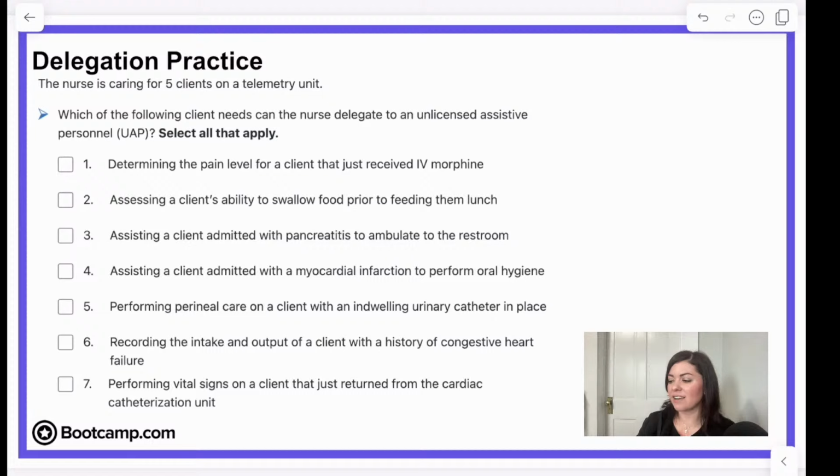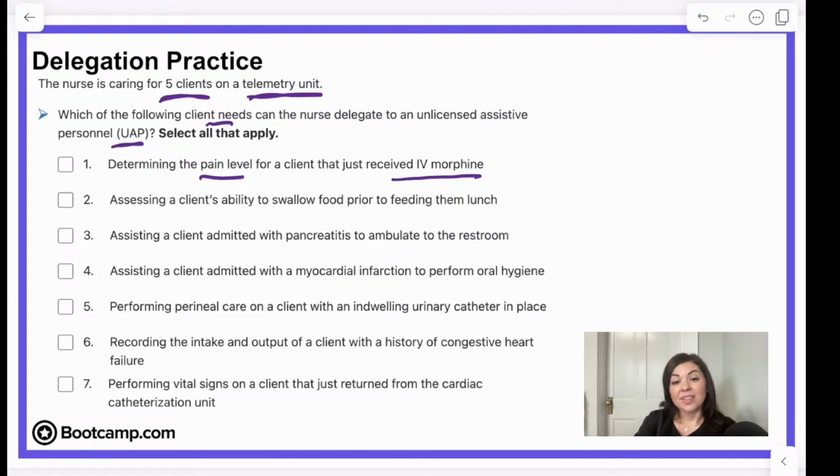So the nurse is caring for 5 clients on a telemetry unit. So we're having a busy day on this unit. Which of the following client needs can the nurse delegate to a UAP? I'm not even going to overwhelm you guys by reading all of them at once. Let's just go through them one by one and see what we think. Option 1, determining the pain level for a client that just received IV morphine. Yes or no? Do I want to delegate this to a UAP?